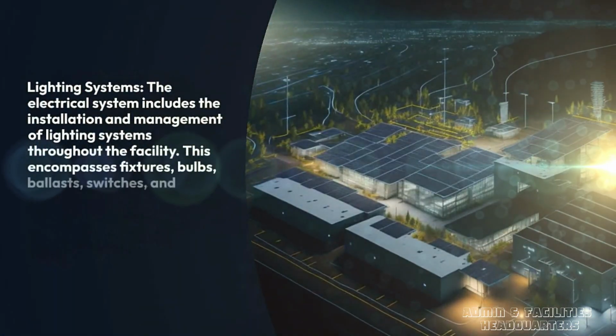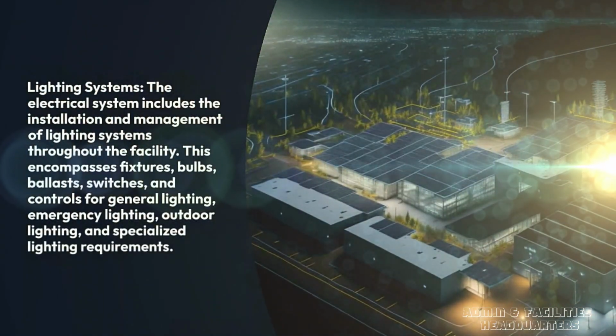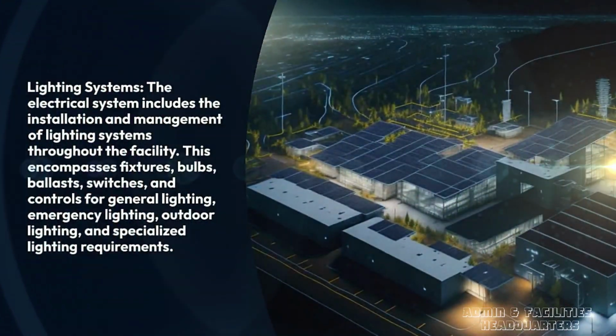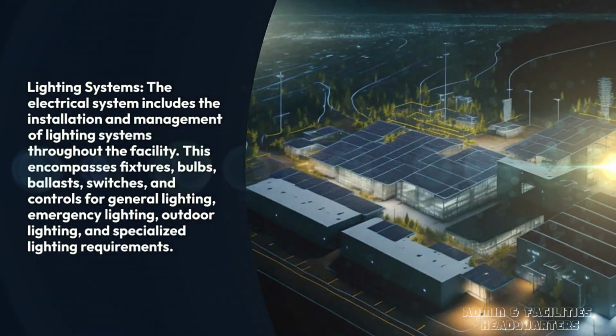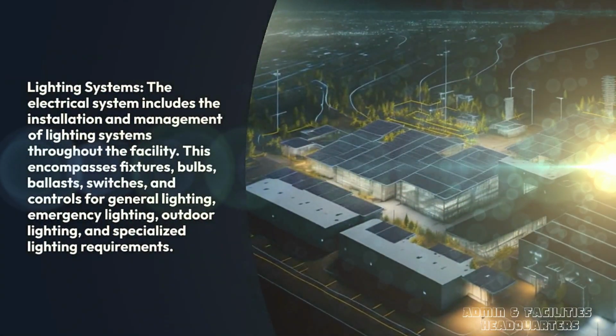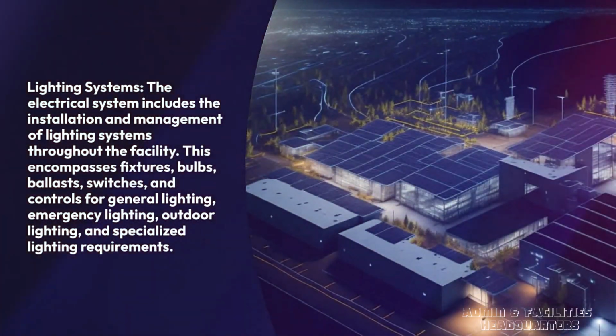Lighting systems. The electrical system includes the installation and management of lighting systems throughout the facility. This encompasses fixtures, bulbs, glass, switches, and controls for general lighting, emergency lighting, outdoor lighting, and specialized lighting requirements.